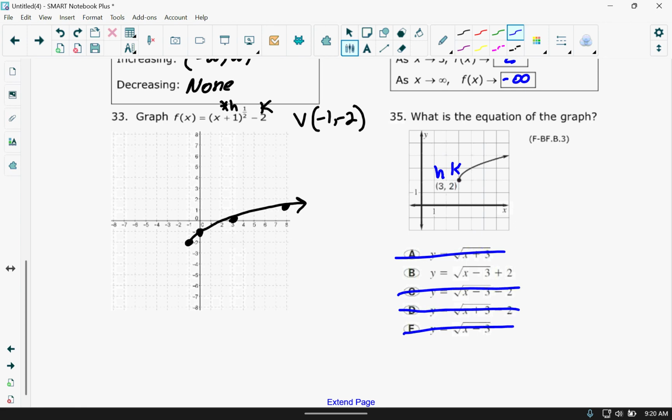A doesn't have the +2 at the end. C has a -2 at the end. D has a -2 at the end. And E doesn't have a +2 at the end. So B is the correct answer. Should be the square root of x minus 3 and then +2 on the outside.